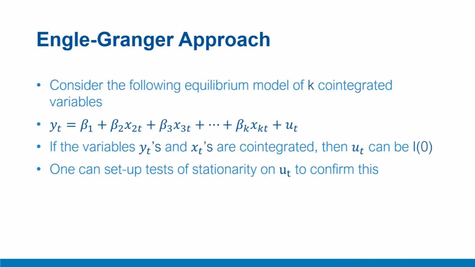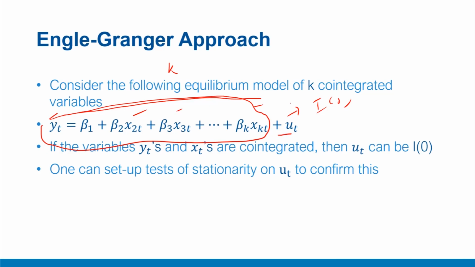So what is the intuition behind the Engle-Granger approach? Recall, if a set of variables such as yt, x2t, x3t and so on up till xkt are co-integrated, so you have k variables that are co-integrated, a system of variables with co-integrated values, this model represents a sort of equilibrium where mu t can be I0. It can be I0 only if these k variables are co-integrated, and therefore we can find a linear combination of these variables, which is mu t, which can be I0. And then all you need to do is set up a test of stationarity on mu t to confirm this. And that is what lies behind the Engle-Granger approach, as we are going to see.